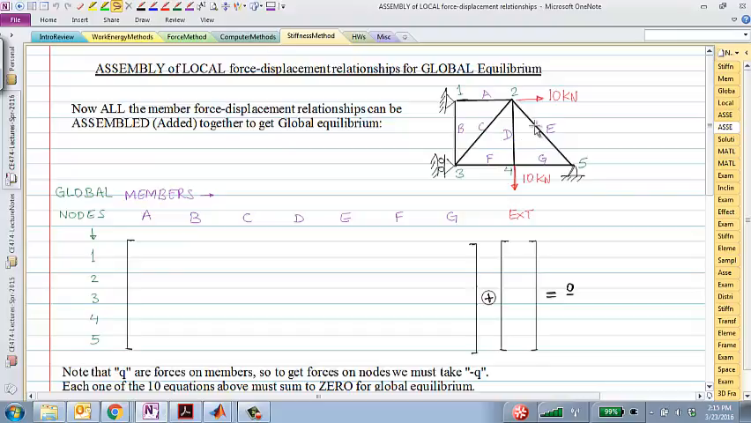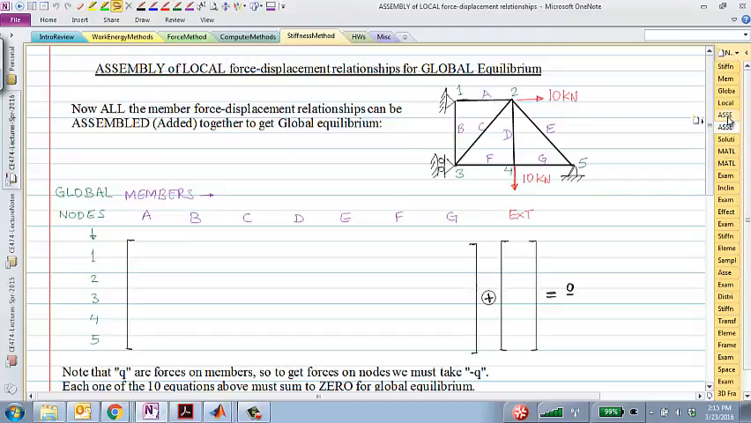What we want to do really here is to make sure that for a truss structure like this, once we have the global force displacement relationships for all of these elements, we want to make sure that the sum of forces at all of these nodes is 0. That's equilibrium, right? So what we'll do is we'll write these equilibrium equations by using these force displacement relationships.